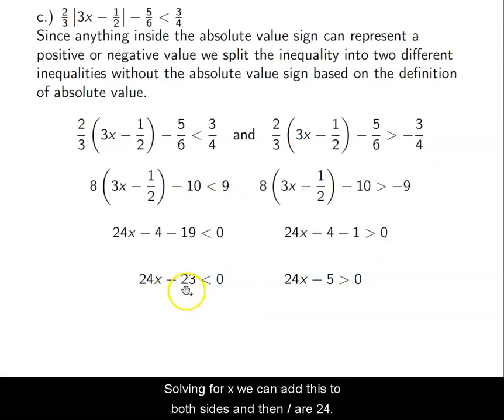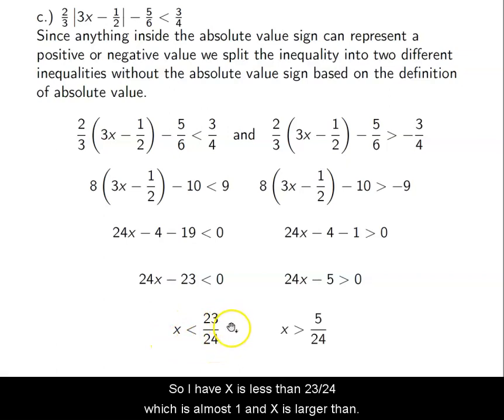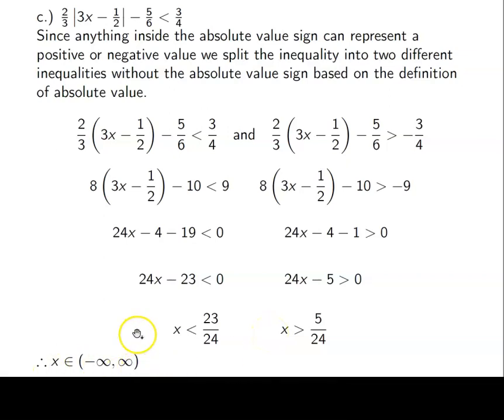So solving for x, we can add this to both sides and then divide by our 24. And so I have x is less than 23 over 24, which is almost 1. And x is larger than 5 over 24, which is less than 1. So these two intervals overlap each other, right? So together they actually cover the entire number line, okay? So my interval is basically all real numbers, or from negative infinity to infinity.